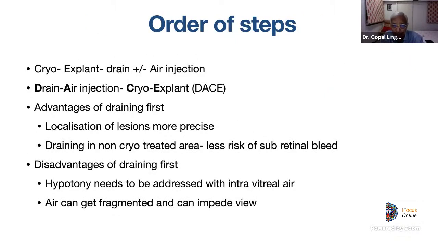So the order of steps for scleral buckling can be different. People use, in general, cryopexy. When you localize, of course, first, then you do cryopexy to the break. Then you place an explant with the suture. Then you drain if you have to drain. And after draining, you inject air if you have to inject air. So that is the sequence most people follow.